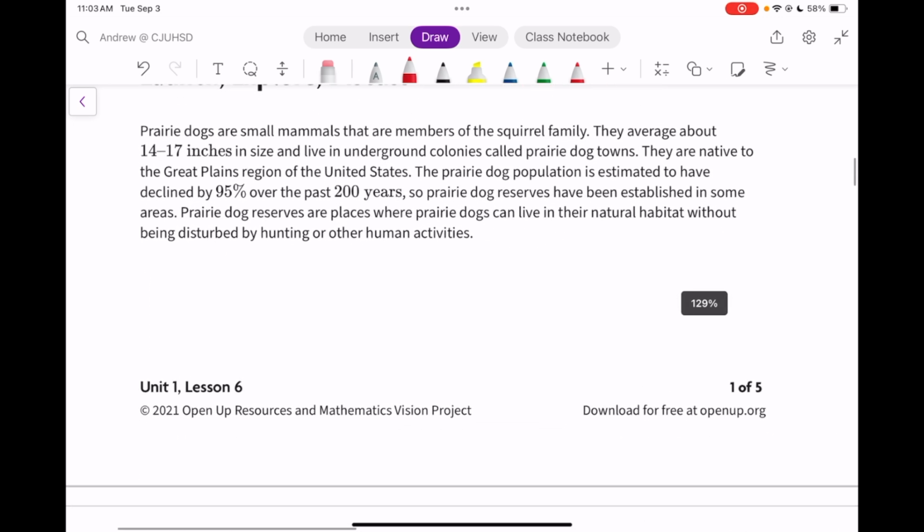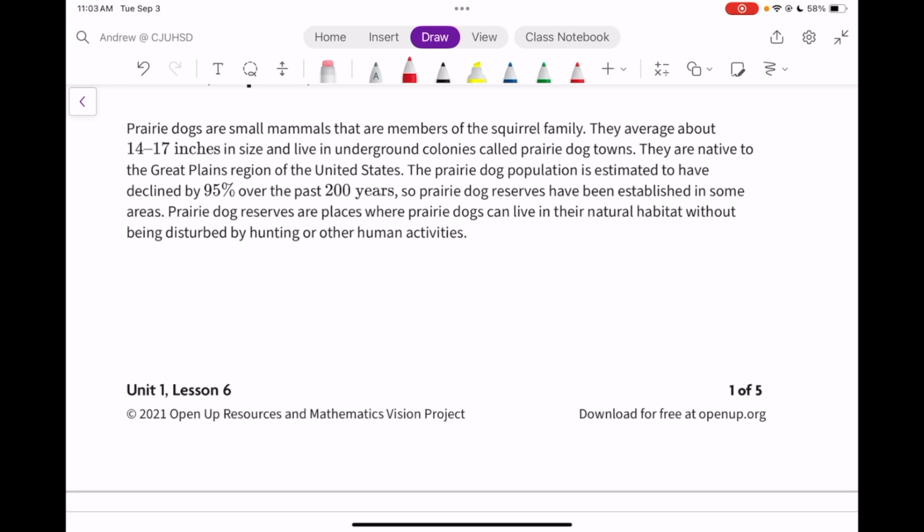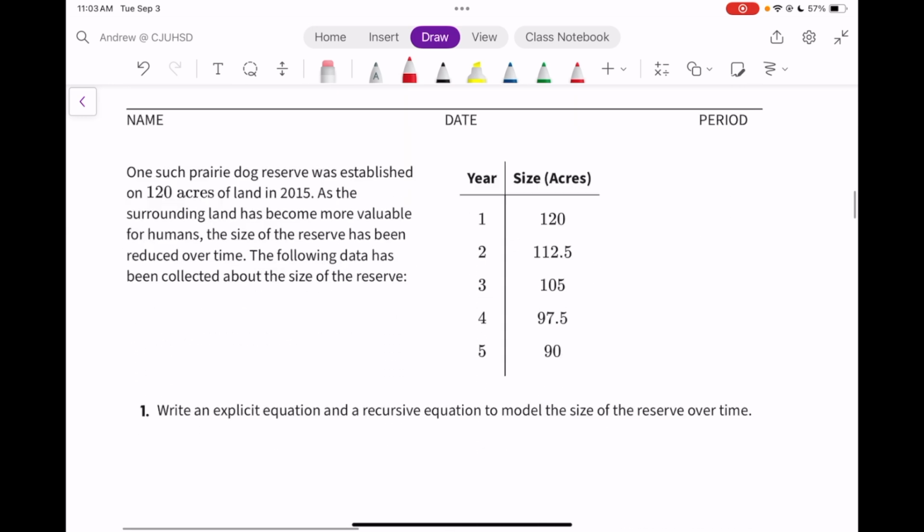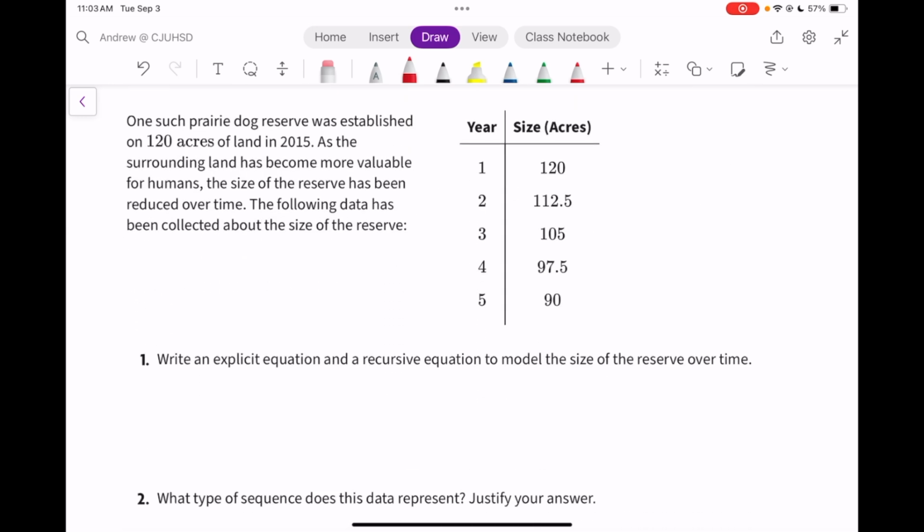So in our little story here, it talks about prairie dogs. It talks about how prairie dogs have really declined in the last 200 years. And so there's going to be a place where they have a reserve for them so they can live their happy prairie dog lives. And here's a chart of the size of a prairie dog reserve, but as time goes on, the land gets more valuable, people want to build houses on it or whatever, the prairie dog reserve shrinks in size.